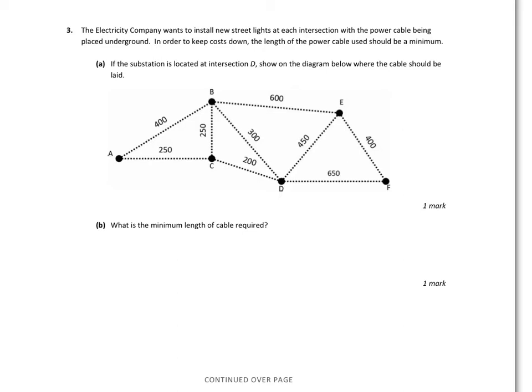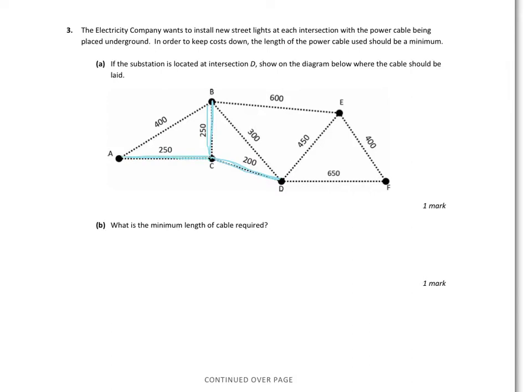The way I do it is start with your smallest edge first. So we can see we've got a 200 between C and D, so I'm going to use that edge there. The next smallest number is 250, and so I'm going to join C to B and A to C there.